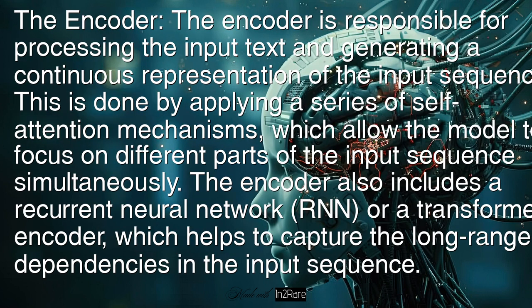The encoder is responsible for processing the input text and generating a continuous representation of the input sequence. This is done by applying a series of self-attention mechanisms which allow the model to focus on different parts of the input sequence simultaneously. The encoder also includes a recurrent neural network RNN or a transformer encoder, which helps to capture the long-range dependencies in the input sequence.